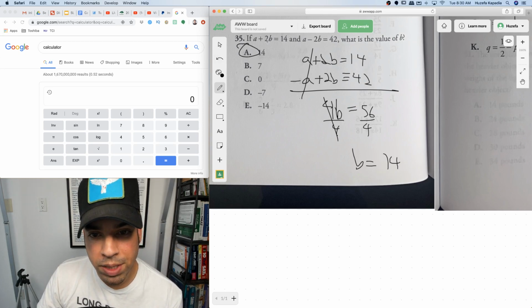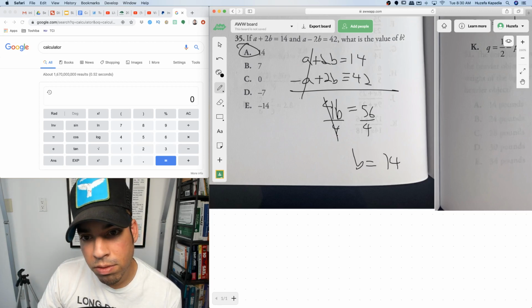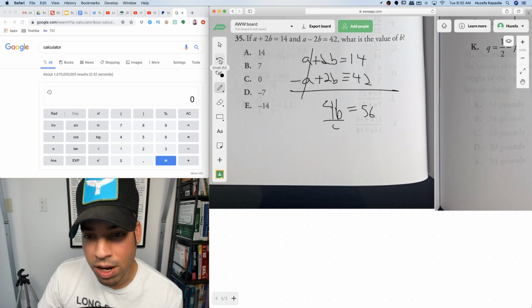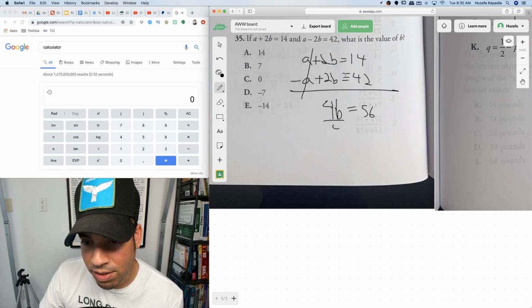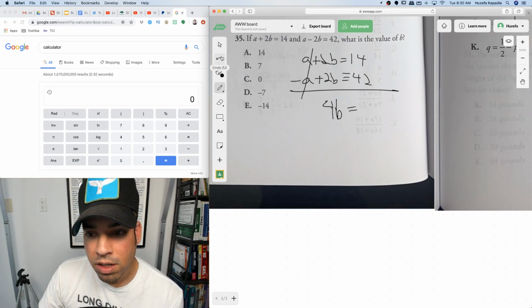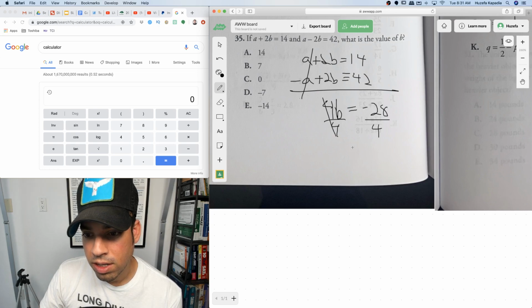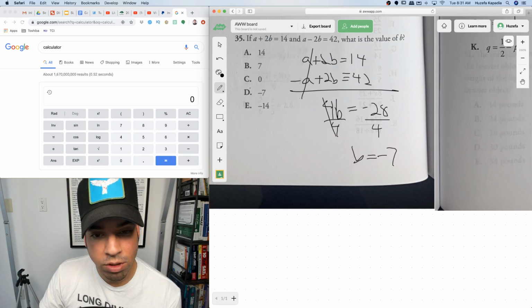And then, of course, if b equals 14, a equals 0. Oh, wait. No, what am I doing? That can't be right. Oh, shoot. I just got that wrong. I was just checking my answer, and I'm like, nope, that's wrong. I forgot I made that 42 negative. I just couldn't see that negative sign. So 14 plus -42 is -28. Divide by 4, divide by 4, and then b equals -7. Important to check your answers.